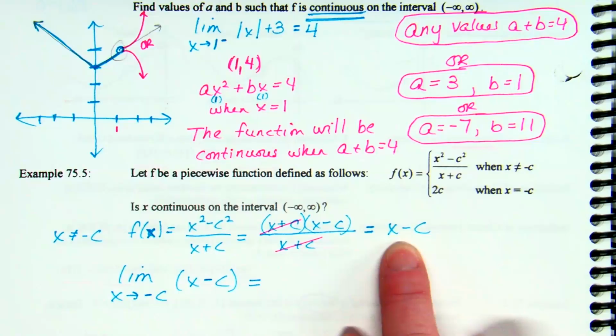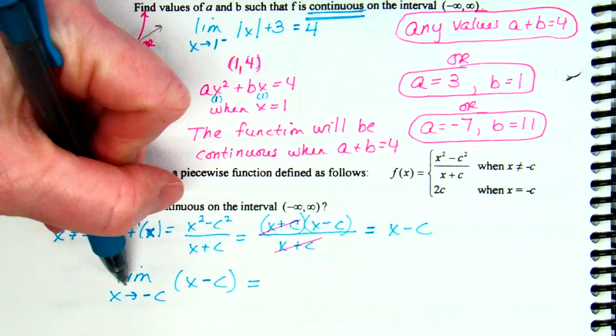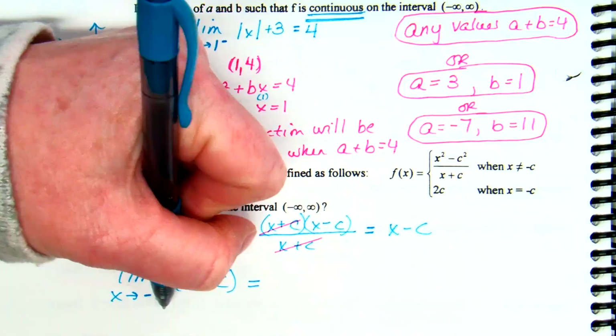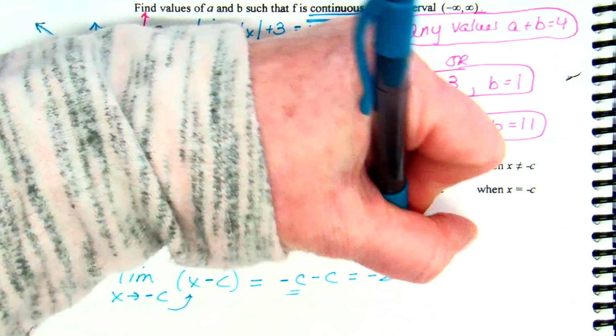But how do you do limits? What have we talked about? You can take that value and do what with it? Plug it in. So the limit as x approaches negative c of x minus c means you can take negative c and put it in for x. So this is now negative c minus c. What is negative c minus c? Negative 2c.